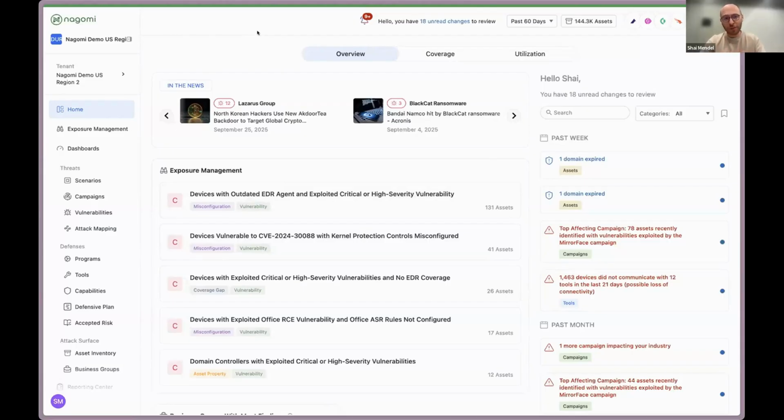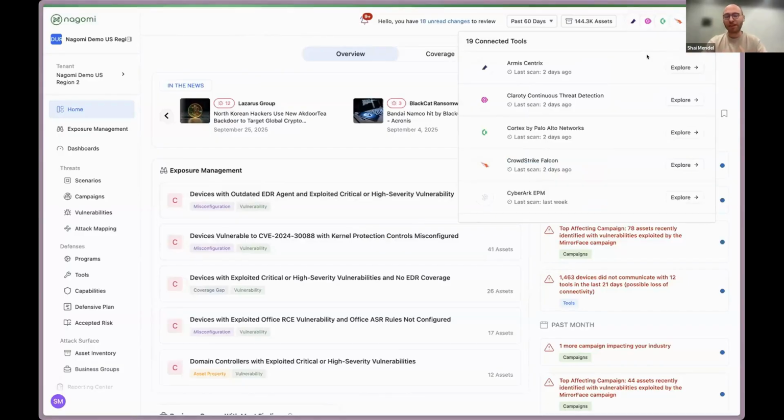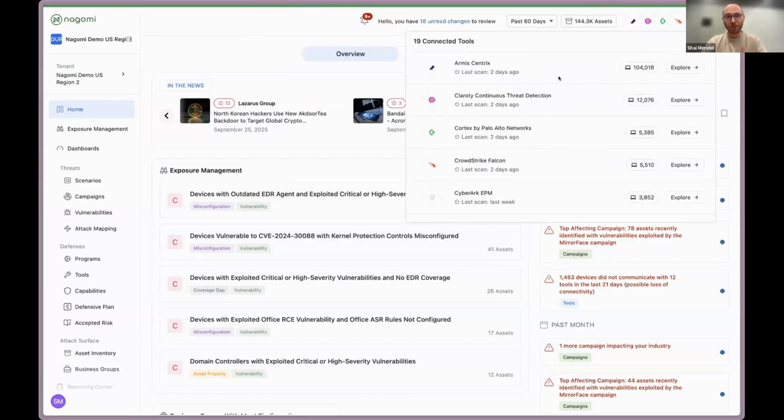So welcome to Nagomi. As Ethan mentioned, in general, our purpose is to eliminate exposures in the most effective way while making sure your existing tools are actually maximized to prevent breaches to begin with. So Nagomi is a read-only, API-based solution, which makes it very easy to use and to install. We connect to various solutions in your stack. You can see a bunch here.